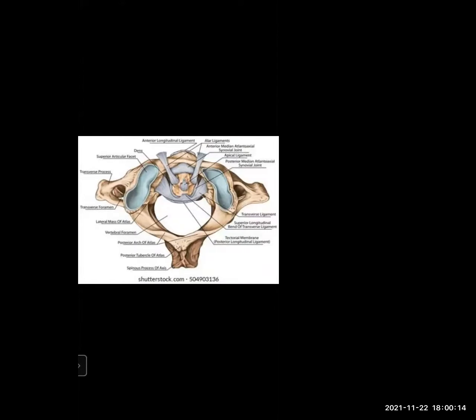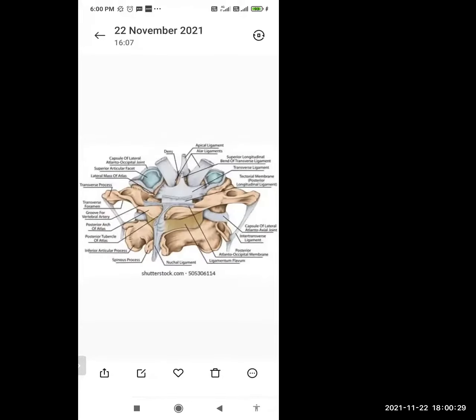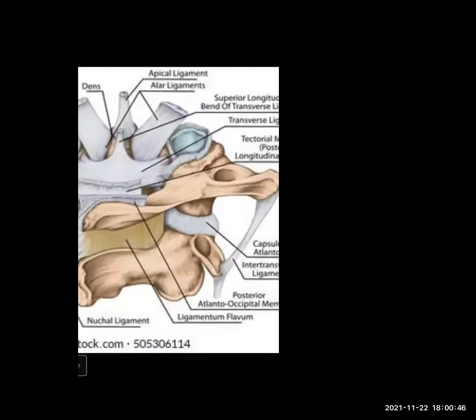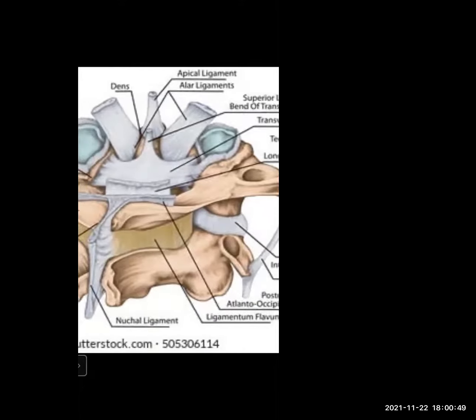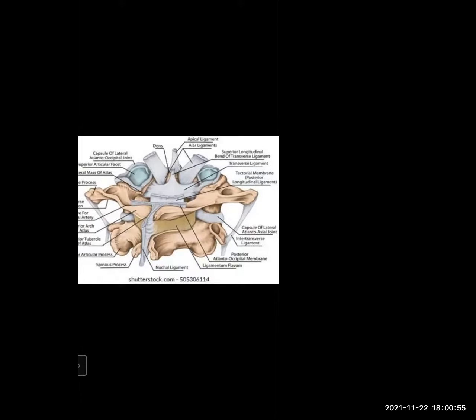So the ligaments: apical and alar ligaments, and the transverse ligament, which is posterior to the atlas, posterior to the axis, the one-and-a-half process. Okay. The spinal canal is visible. You can see all these structures. This is a much more detailed one. The posterior longitudinal ligament, which I was telling you is on the posterior part of the vertebral body, is called the tectorial membrane in the atlas and axis region. So that is the tectorial membrane here, okay.